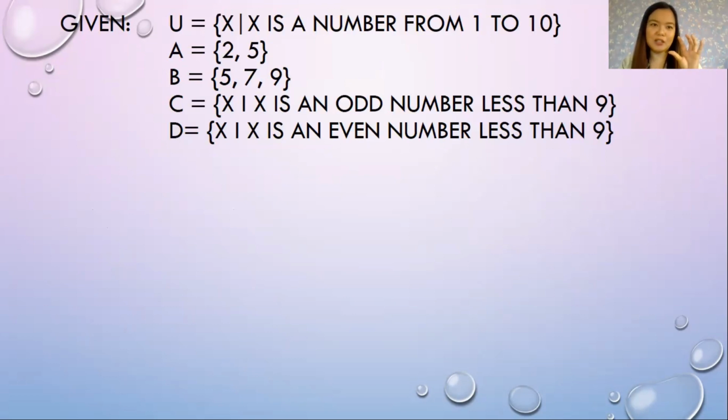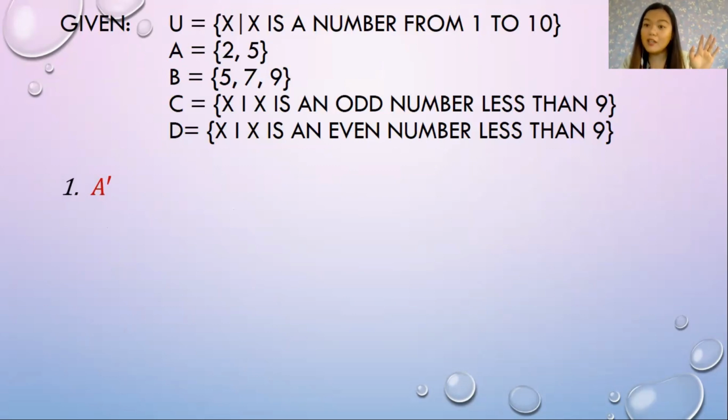Dinagdagan ko yung given na set. May set U na doon. X such that X is a number from 1 to 10. So, the elements of U are 1, 2, 3, 4, 5, 6, 7, 8, 9, 10, kasi, numbers from 1 to 10. So, what are the elements outside A?